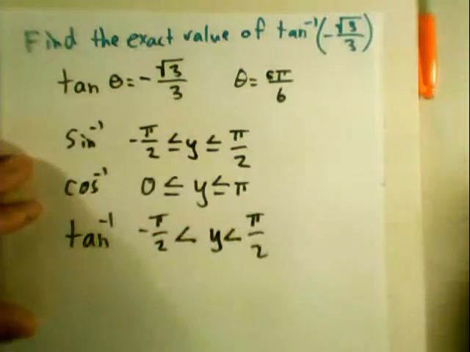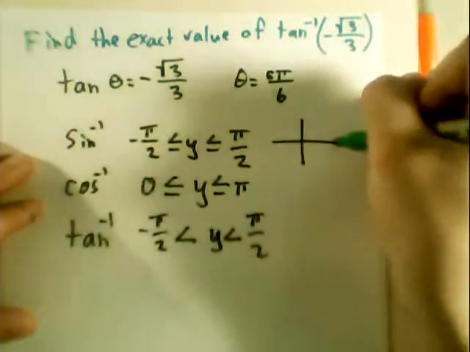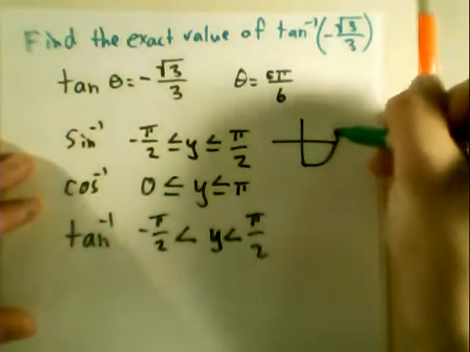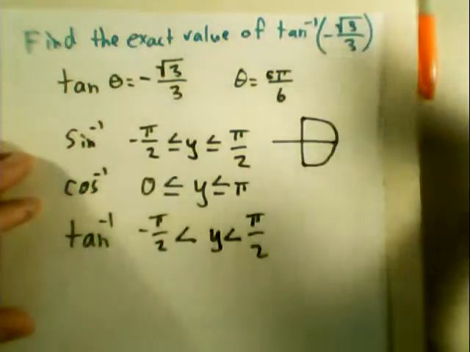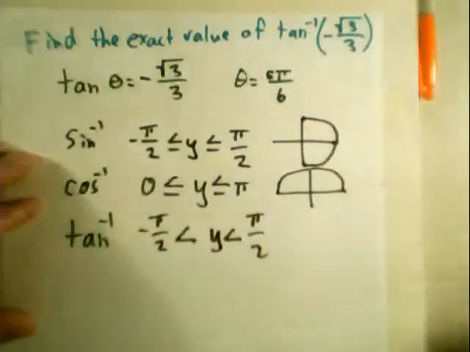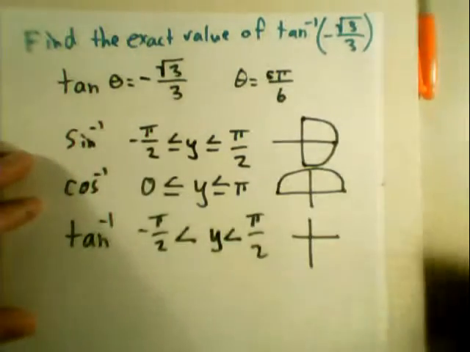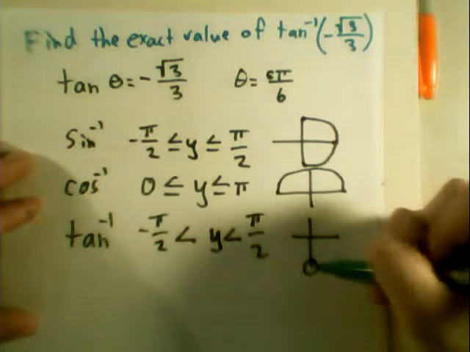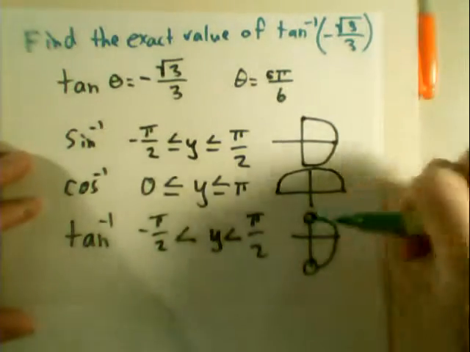And on the actual unit circle, it looks like this. Sine is from here to here. Cosine is from here to here. And tangent is from here, but not touching here, to here, but not touching here.